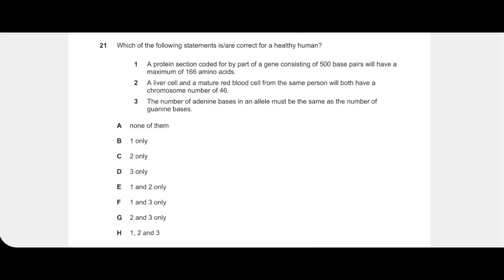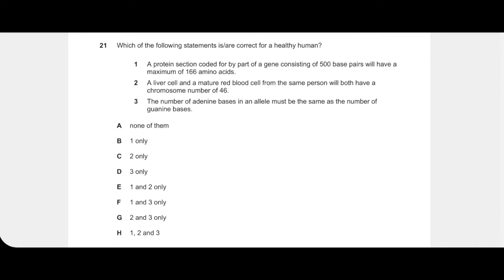Question number 21. Which of the following statements is or are correct for a healthy human? Statement number 1. A protein section coded for by part of a gene consisting of 500 base pairs will have a maximum of 166 amino acids. Statement number 2. A liver cell and a mature red blood cell from the same person will both have chromosome number of 46. Statement number 3. The number of adenine bases in an allele must be the same as the number of guanine bases.